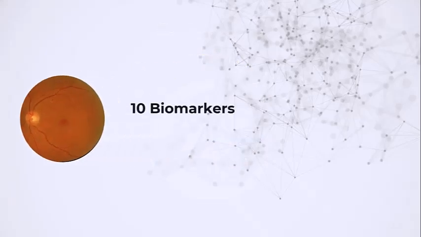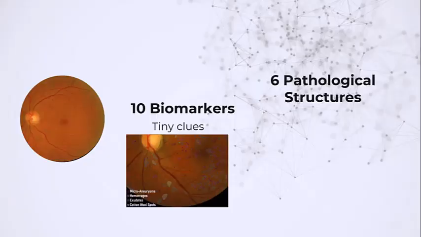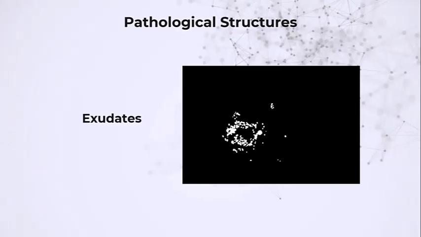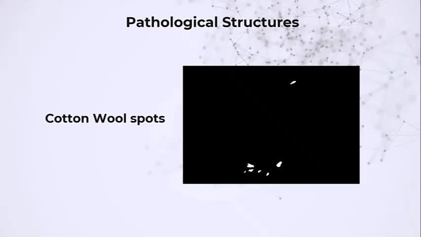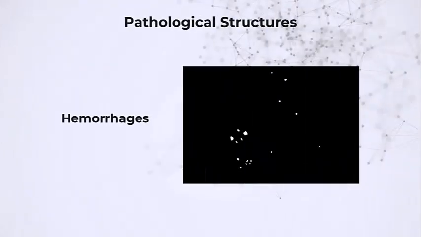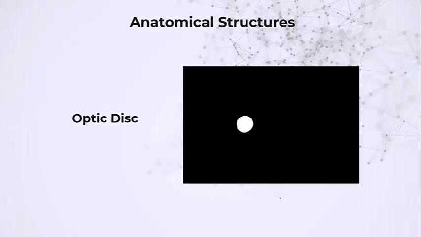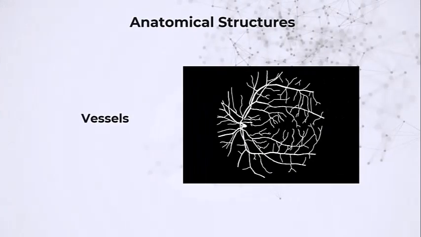In MAPLES-DR, each image is annotated for 10 biomarker classes. Biomarkers are tiny visual clues that reveal the presence of diabetic retinopathy. These biomarkers are divided into 6 pathological and 4 anatomical structures. The pathological structures include exudates, cotton wool spots, drusens, microaneurysms, hemorrhages, and neovessels. Whereas the anatomical structures include optic disc, optic cup, macula, and vessels.